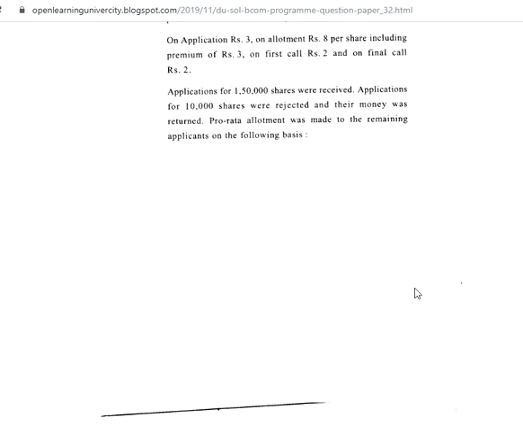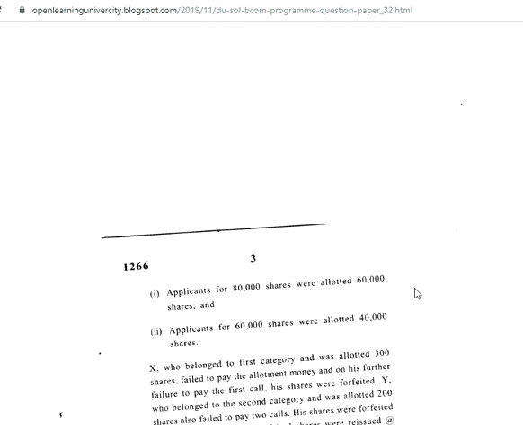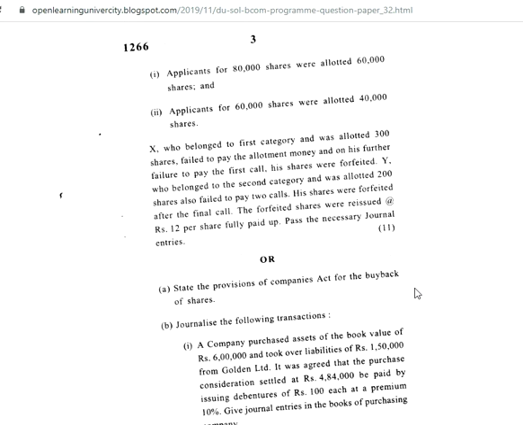And some more details about that. Applications for 1,50,000 shares were received, and applications for 10,000 shares were rejected, and their money was returned. Pro rata allotment was made to the remaining applicants on the following basis. Like that, you can read more details below. First one, applicants for 80,000 shares were allotted 60,000 shares, and applicants for 60,000 shares were allotted 40,000 shares.